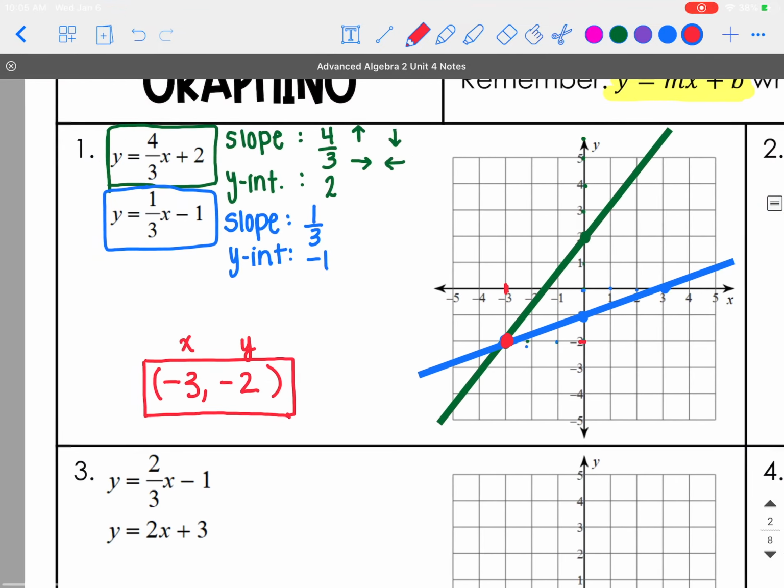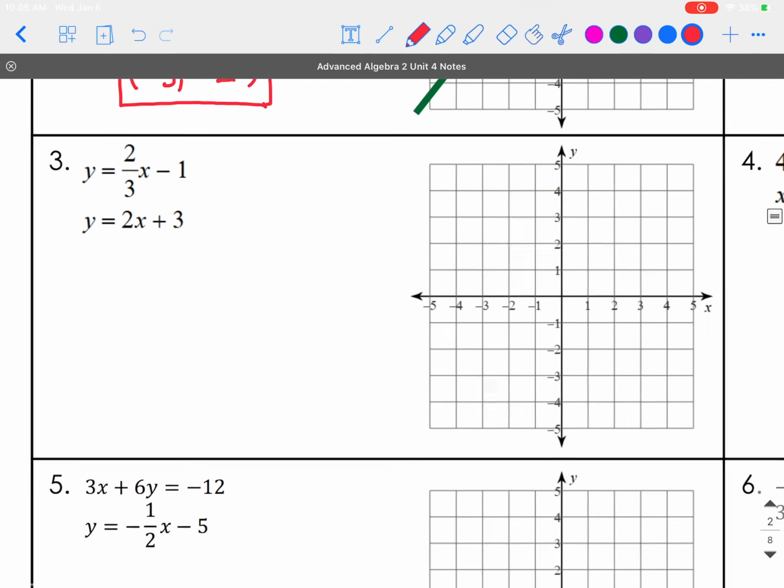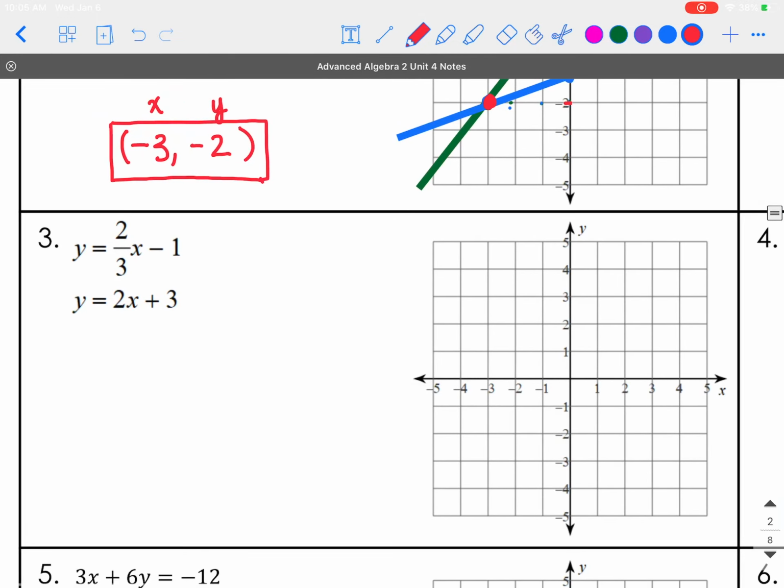Let's move on to number 3. For number 3, I'd like for you to pause the video and try it out yourself. See if you can figure it out without my guidance. All right, number 3, I'm going to quickly go through this one. We have a point on -1, and then our slope is 2/3.